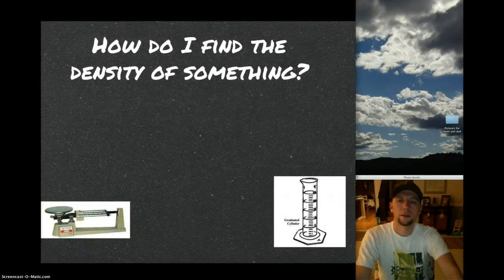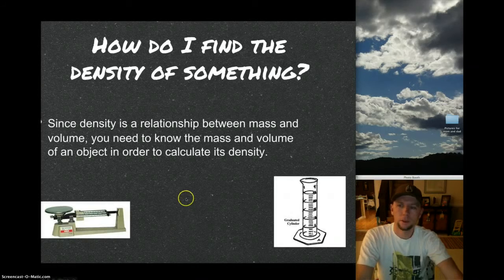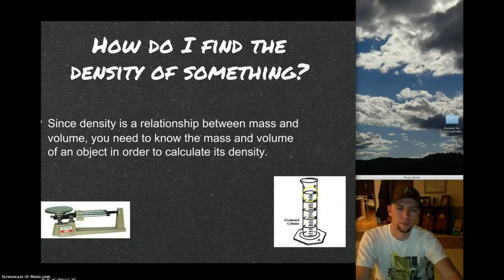So how do you find the density of something? You need to know the mass and volume because density is a relationship between mass and volume. So we'll be using a triple beam balance to measure the mass and a graduated cylinder to measure the volume of the substance.